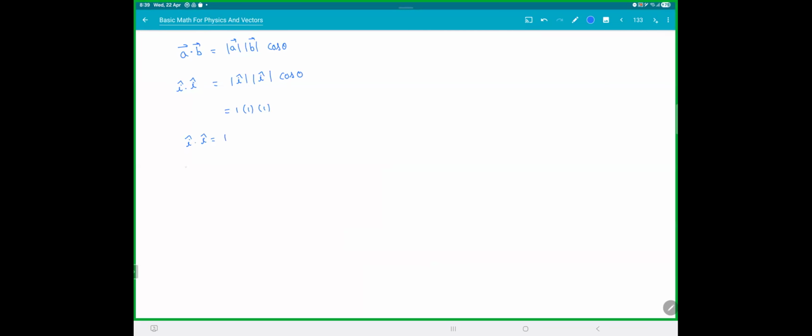You can do the same thing with j cap. So you can write j cap dot j cap. That also will be mod j, which is 1. k cap dot k cap is also 1. So if you do like vectors, you get 1.